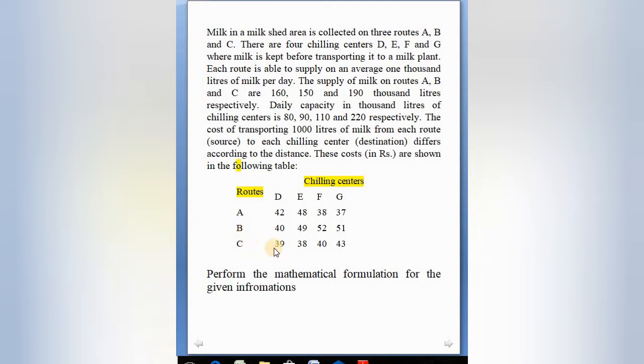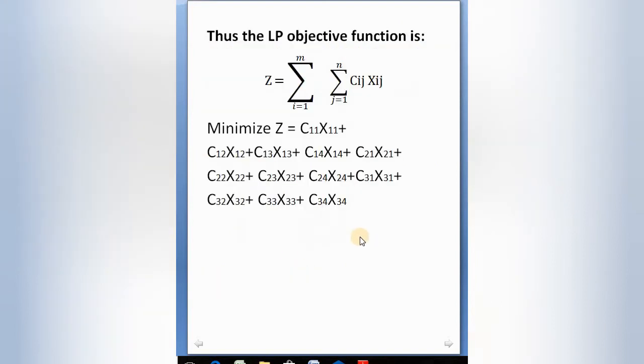It is 3. It must be then 3 1, 3 2, 3 3, 3 4. Look at here: 3 1 is C 3 1 x 3 1, C 3 2 x 3 2, C 3 3 x 3 3, and C 3 4 x 3 4. So here there are Cij and Xij. For Cij, i means source, j means destination.